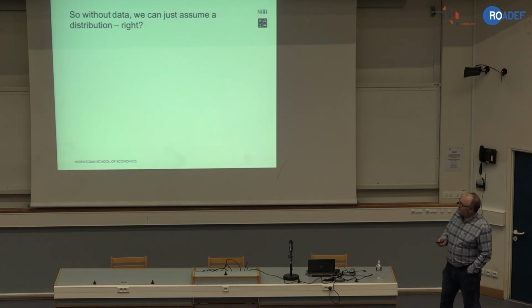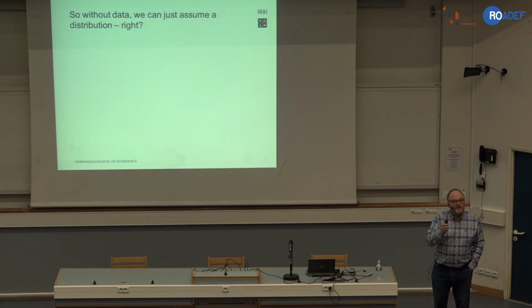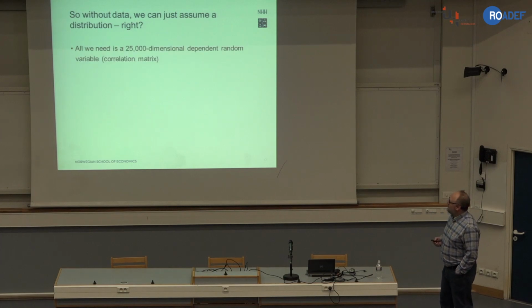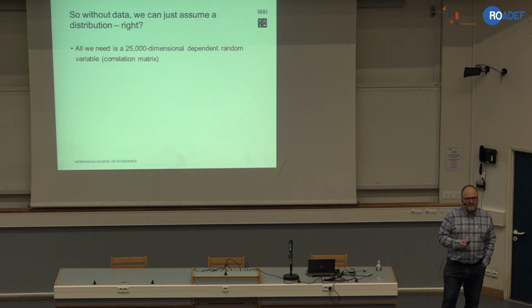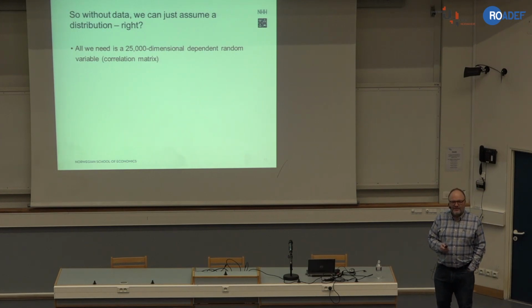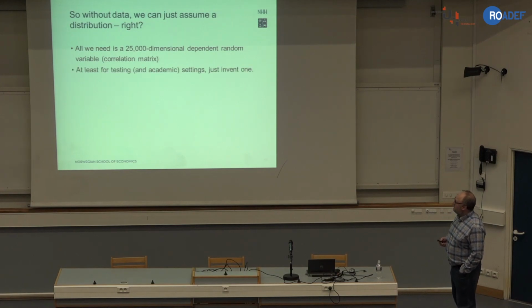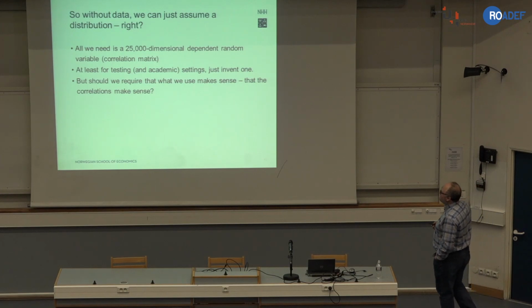So without data, we can just assume a distribution, right? And that's what we normally do. I just want to say that that's maybe not so easy here. All we need is, in my case, a 25,000 dimensional dependent random variable, or a correlation matrix of that, right? So I need to guess on that one if I don't have data. So we just invent one. That's what we usually do. I'm not attacking that approach of guessing. We do it all the time, right? But how is it to be done here?